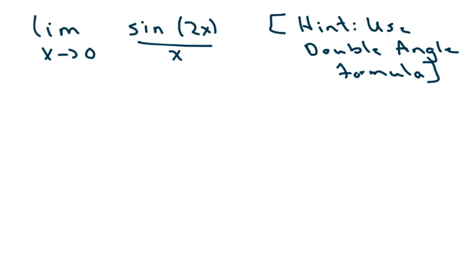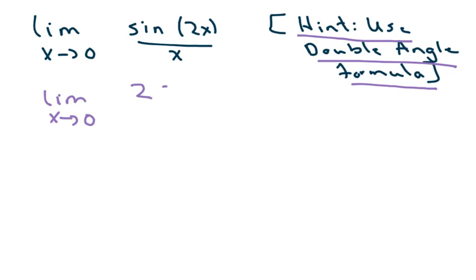Now, in mathematics, when they give you a hint like this, you have to use it. It doesn't mean they think that you don't know. They just mean if you don't use this, you won't be able to do the problem. So we're going to take the limit as x approaches 0 and rewrite, using our double angle theorem, as 2 sine of x cosine of x over x.